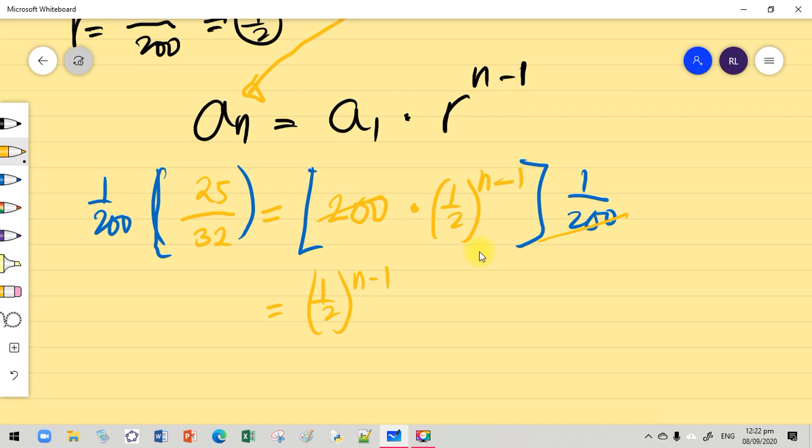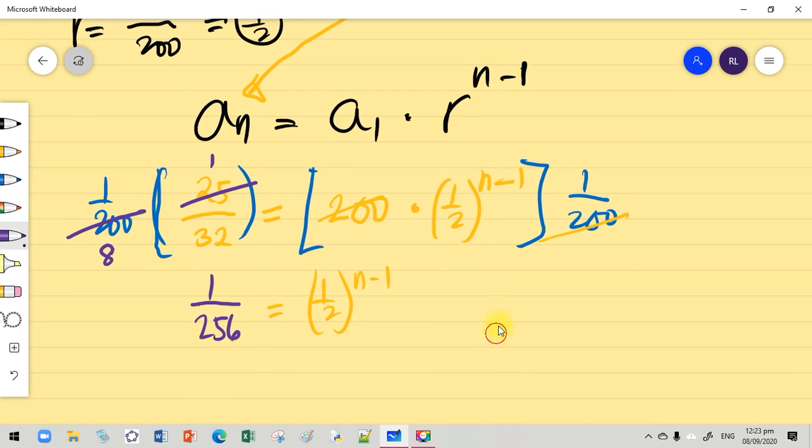As you can see, we have 25 and 200, and we can simplify that further. How many 25s are there in 200? I think 8. So this becomes 1 over 8 times 32. What is 8 times 32? It is 256.